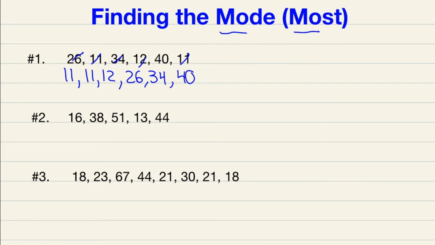And again, mode is the number or numbers that shows up the most amount of times. And in number one, I noticed that 11 shows up twice, whereas all the other numbers show up just one time. So I know for number one, my mode is going to be 11 because that's the number that appears the most amount of times.